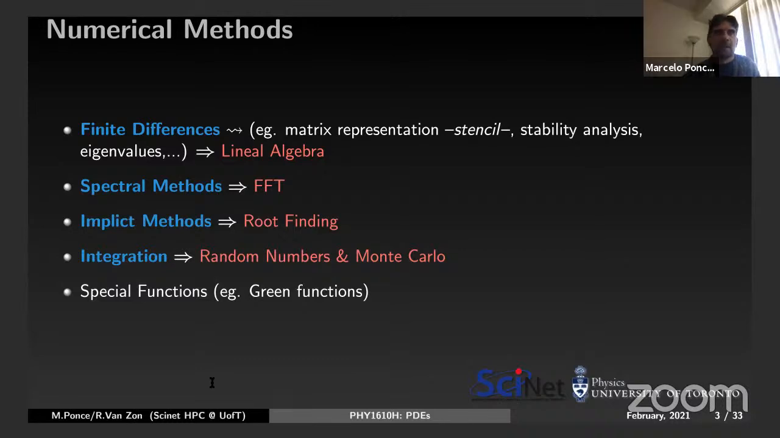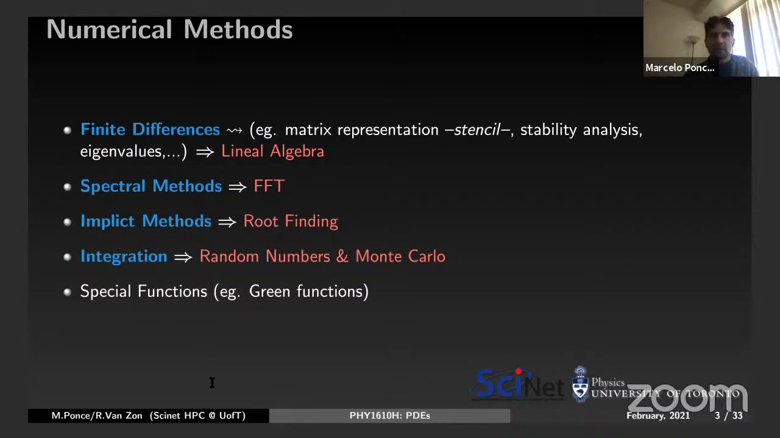Another very powerful method, I would say, for solving differential equations is the spectral methods. And when talking about spectral methods, we're basically talking about the decomposition of a given solution in a particular set of functions. And the paradigmatic example you can think of is the Fourier transform or fast Fourier transform. So these spectral methods, you can relate to that.